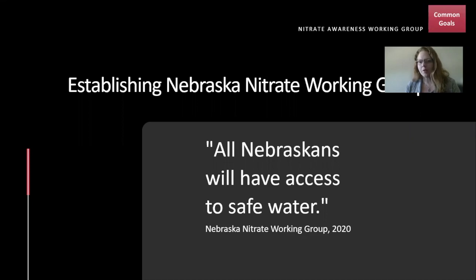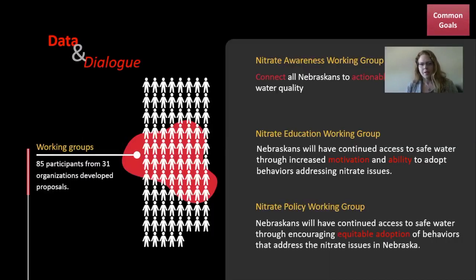So the outcome of that first meeting was to come up with this common goal. What can we all agree on? And the goal that we all agreed upon was that all Nebraskans will have access to safe water. So that's something that's measurable and we can put a time on. And to do that, they established 3 working groups that are critical to it, where we can bring together data from this problem and then dialogue on how we actually address it.